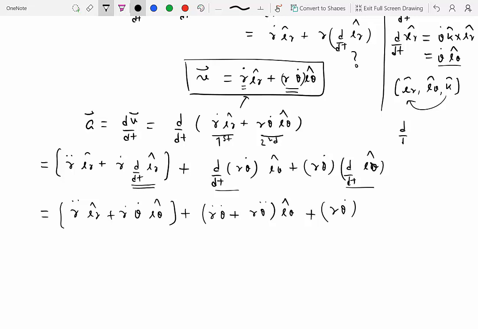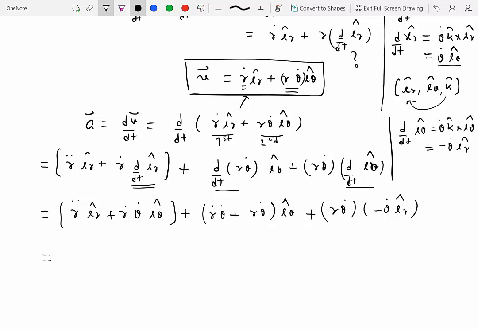What is d over dt of e theta? So let's look at that. D over dt of e theta is equal to theta dot k cross e theta. Okay, and k cross e theta is minus er, so that's minus theta dot er hat. So let's substitute that, minus theta dot er hat. Okay, now we've done all the derivatives, so let's collect all the terms.